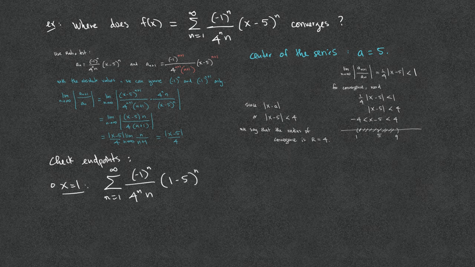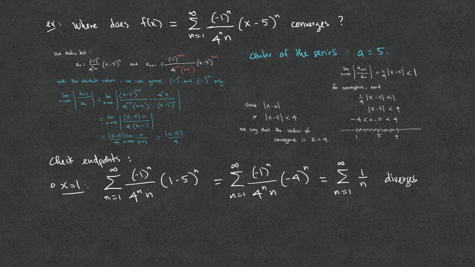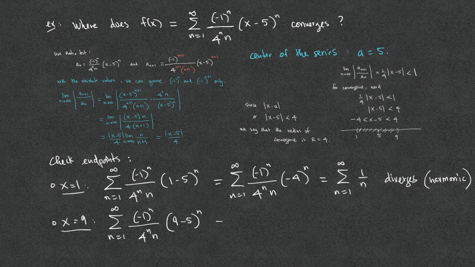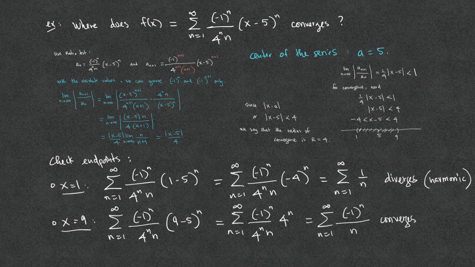When x equals 1, replacing x with 1 in the series, we end up with the series (-1)^n over 4^n times (-4)^n, which simplifies to 1 over n, which is the harmonic series, so it diverges. We then check the other endpoint. When x equals 9, replacing x with 9 in the series, we have the sum of (-1)^n over 4^n times 4^n. We simplify to the alternating harmonic series, so it converges.